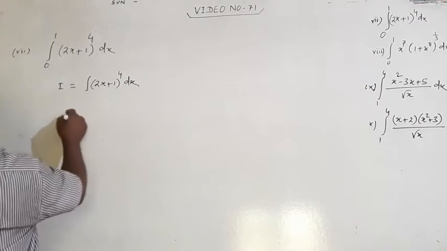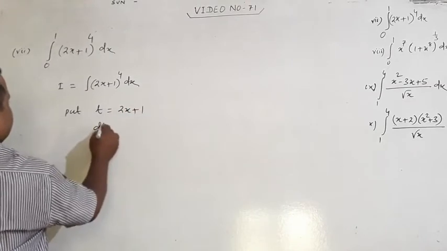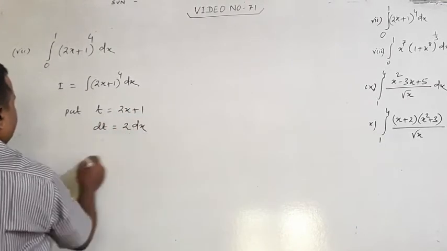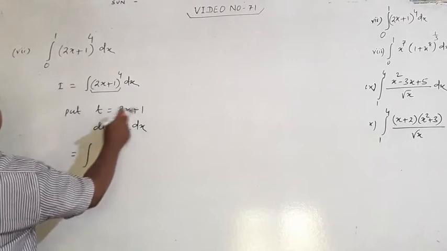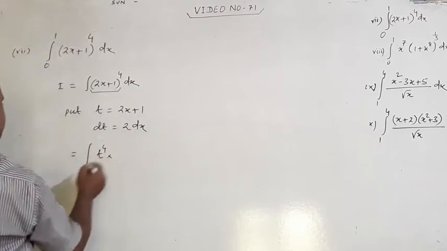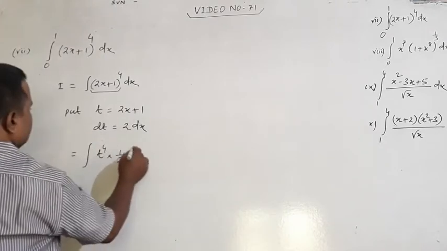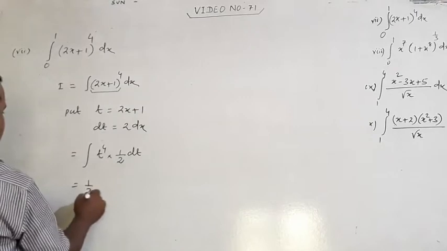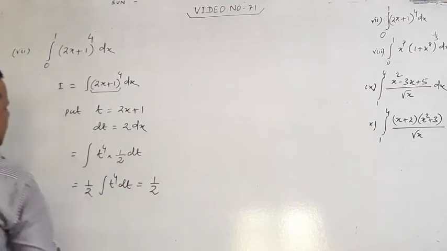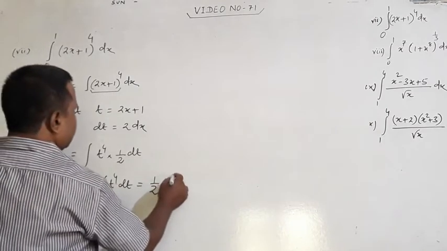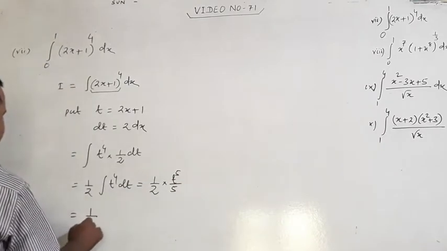What you have to put is t equal to 2x plus 1. Then dt is 2 dx. And the integration becomes t to the power 4, since 2x plus 1 to the power 4 is t to the power 4, and in place of dx you have to put half dt. So half will come outside, integration of t fourth dt, it is 1 by 2, and the integration of t fourth is what? t to the power 5 by 5.